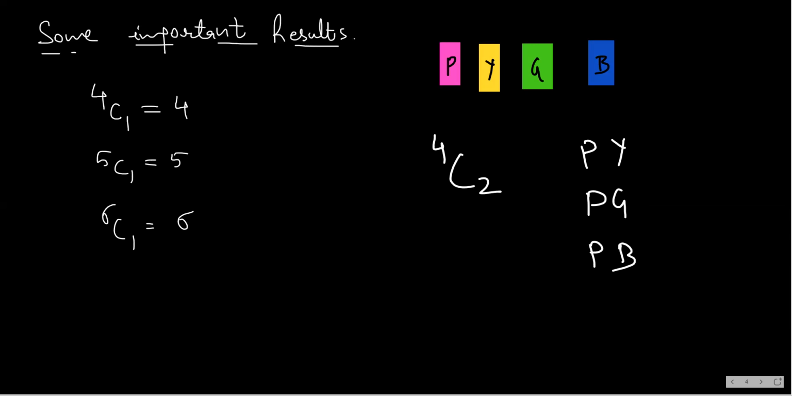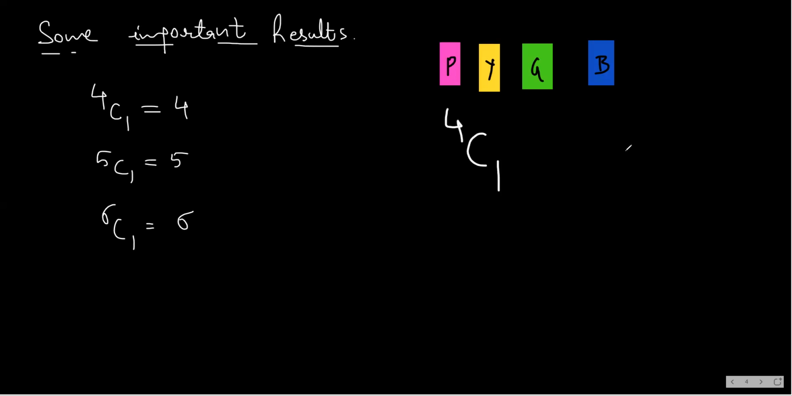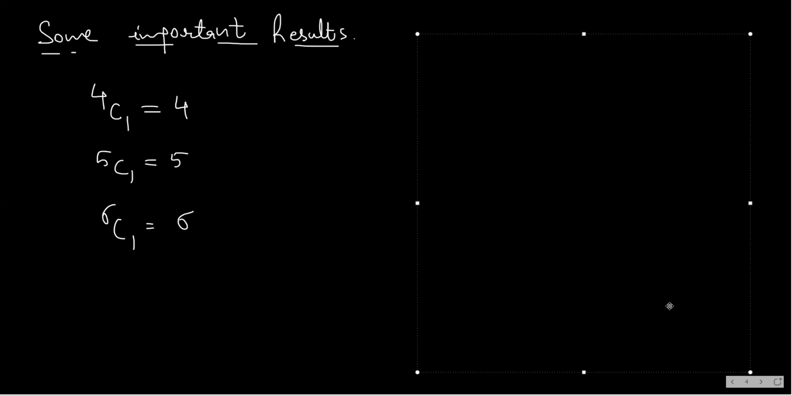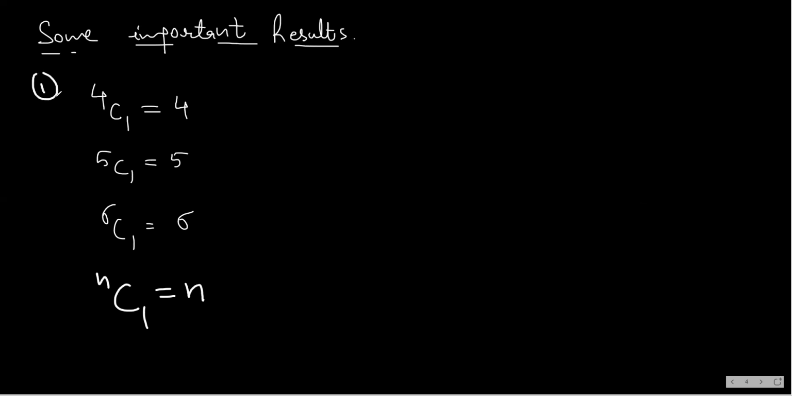But when I write 4C1, it is only 4 possible ways. You have to select just one. You have 4C1, you have to take just 1 out of 4. So you can take P or Y or G or B, 4 ways. If you had 5, then 5C1 is 5. So remember, students, when you have n objects and you want the combination of n objects taken one at a time, nC1 is equal to n. This is result number 1. Please write this.